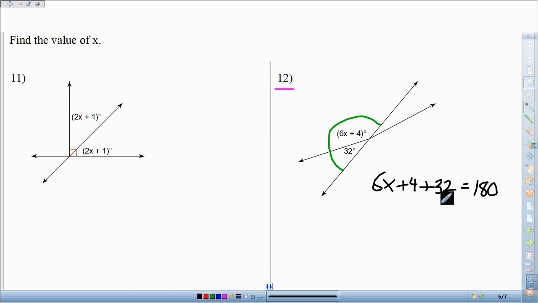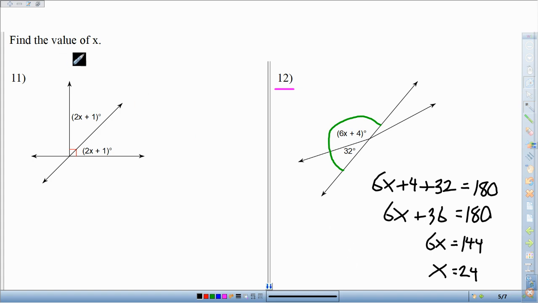Okay, so it looks like we got some simplifying. We can combine the 4 and the 32. So we got 6x plus 36 equals 180. And then we can show our subtraction here. 180 minus 36 gives me 144. So I got 6x equals 144. Divide both sides by 6. X equals 24.